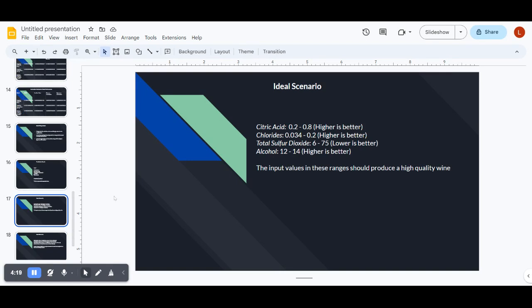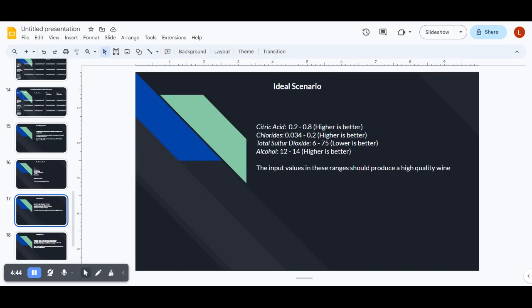To talk about the ideal scenario, we would get the best quality wine when citric acid lies between 0.2 to 0.8. It has a very low correlation, but higher is better based on the weights we get from our fitting function. Then for chlorides, it can lie anywhere between 0.034 to 0.2, but again higher is better based on the weights we get from our aggregation or fit function.